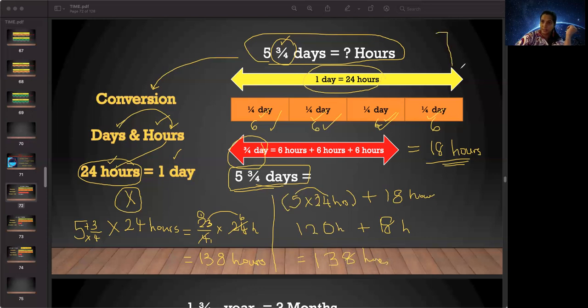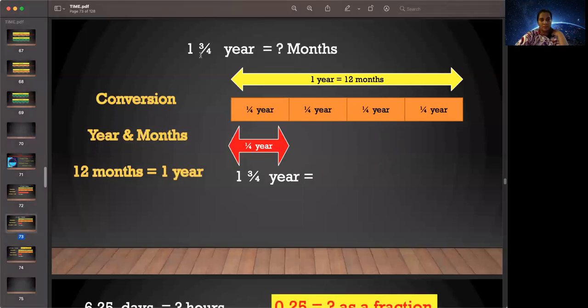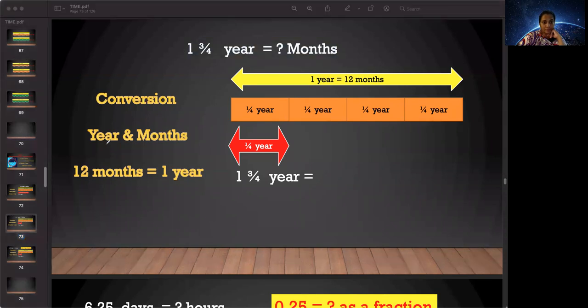So this drawing is to help you to understand. And then when you want to solve it, you can either use a direct multiplication or you can break it up into parts like this. So let's have a look at another question here, which is a conversion. They're asking us 1 3/4 year is how many months? All right. So again, look at the conversion. The conversion is between years and months. So 12 months makes up a year. So our number that we're going to deal with here is 12.